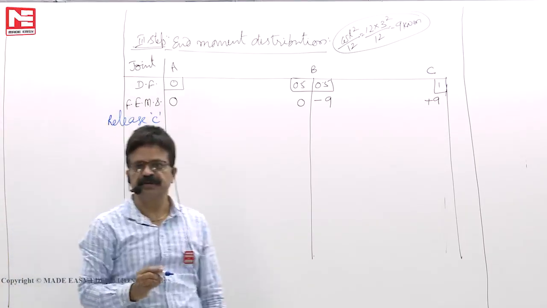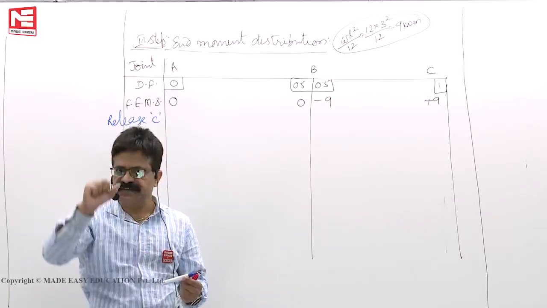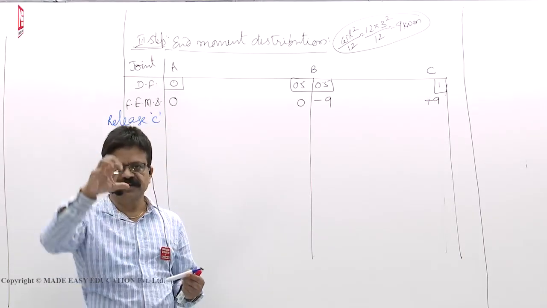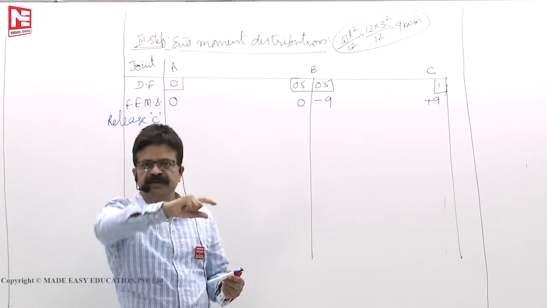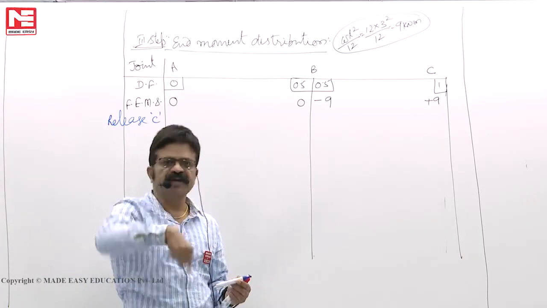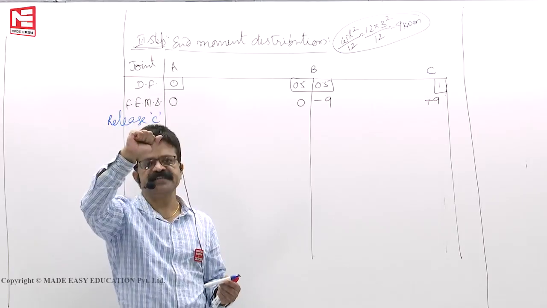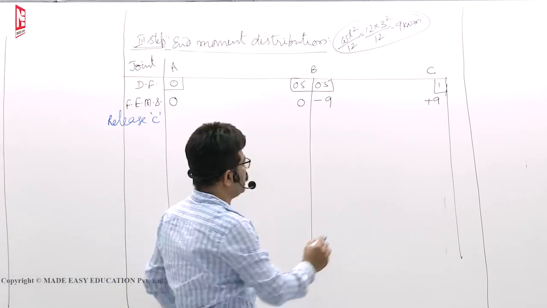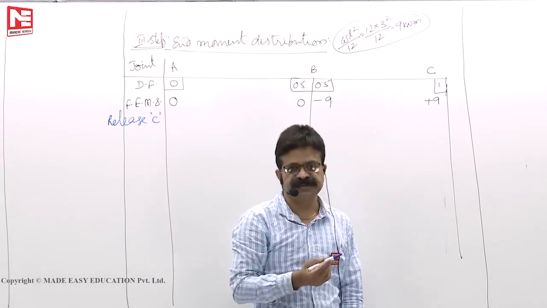Releasing C means, as I told you last class, releasing the fixity, or in other words, releasing the lock. To lock the joint C, you require plus 9. To unlock it, that means to unfix it, minus 9. That is called release. I told you, it can be a 2 marks question also.